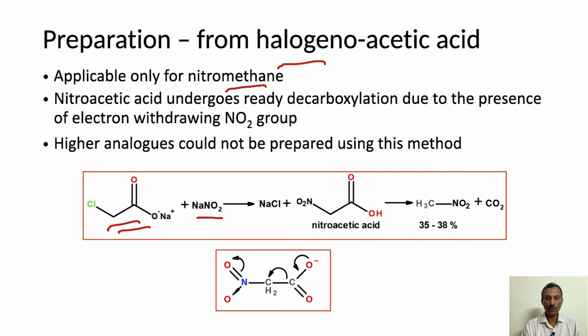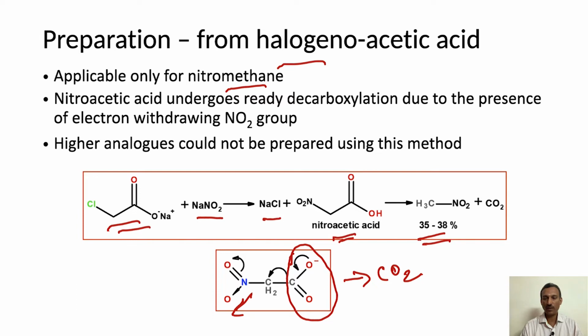treated with the NaNO₂. By the formation, this leads to the formation of nitroacetic acid. Once the nitroacetic acid is formed, we have a strong electron withdrawing nitro group. So what it does is it actually pulls the electron towards itself, and the carboxylate ion is actually lost as the CO₂ molecule here. So that is how this is lost as the CO₂, and what we end up with is the nitromethane. So that is why in this particular case we have only 35 to 38% of the yield.